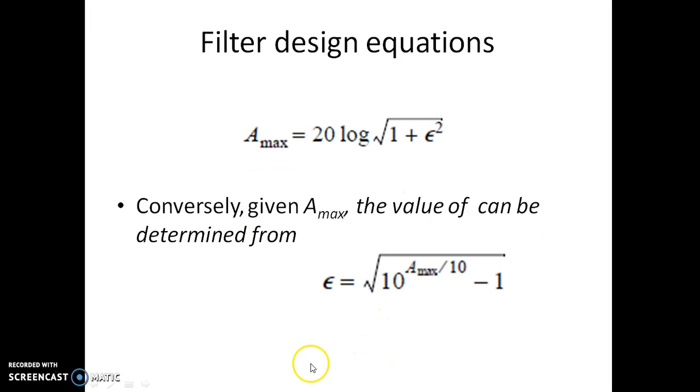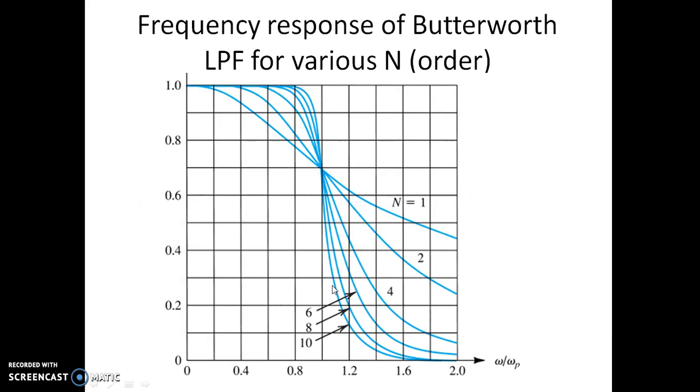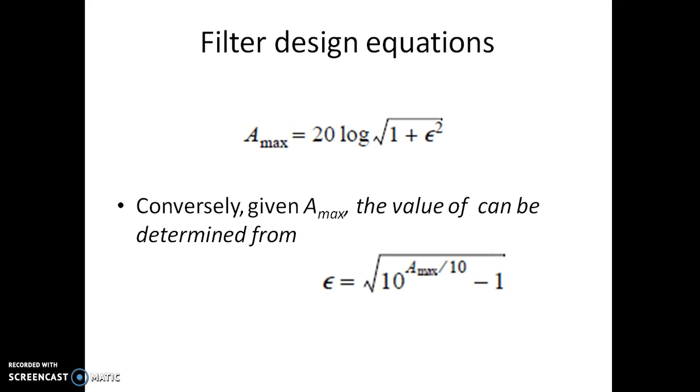So of course we can also write, conversely, for a given Amax we can actually determine the value of epsilon to achieve that Amax. So here in this expression, for the given value of epsilon, we are trying to find what is Amax. In this expression, to obtain the required Amax, what should be the value of epsilon? We can also estimate what is the value of epsilon for a given attenuation, for a given maximum attenuation.